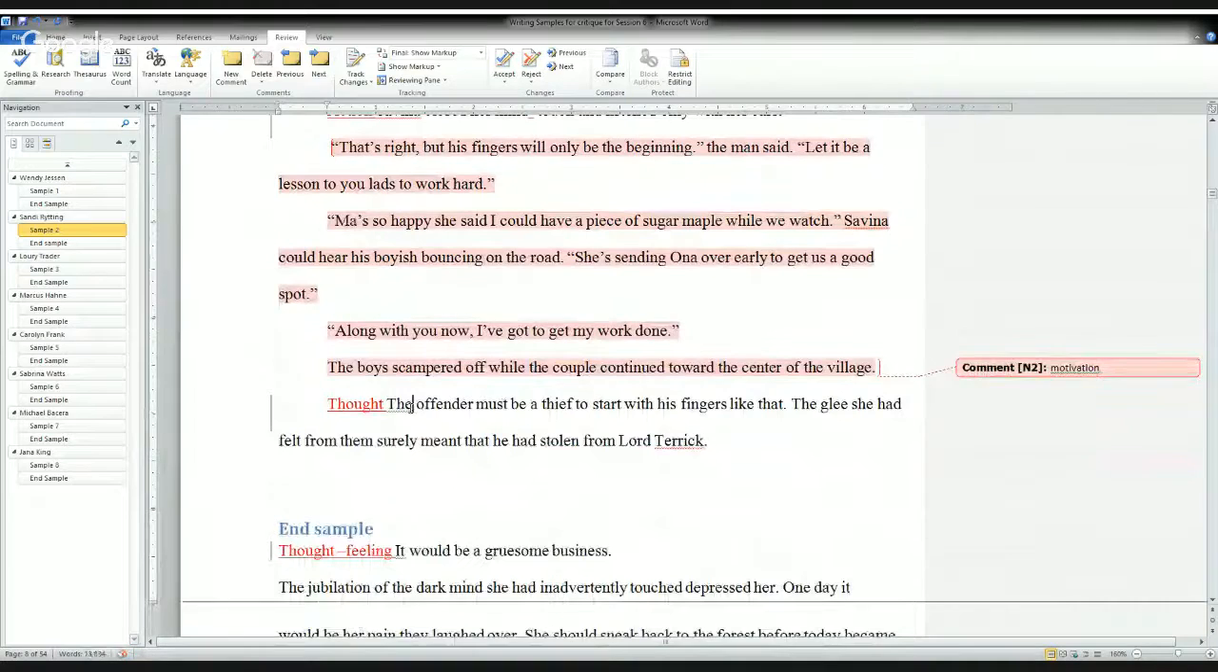And then here, the offender must be a thief to start with his fingers like that. I like it. She is a little colder. She is less willing to cough up her emotional feelings for us every second, and I don't mind that at all. You're going right on. This end sample moment is not where you're ending at all. You're coming right on with other things and getting into it's a gruesome business and all the rest. So I think we're good to stop.